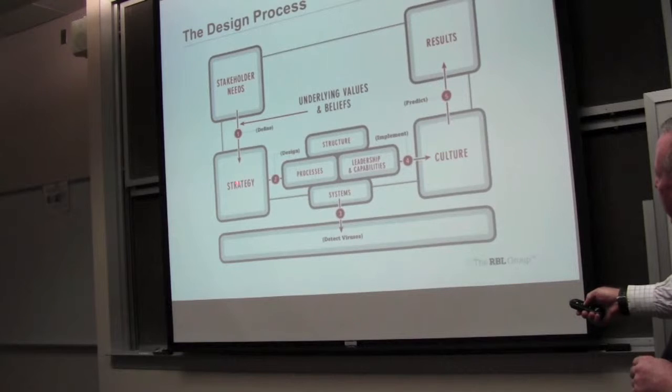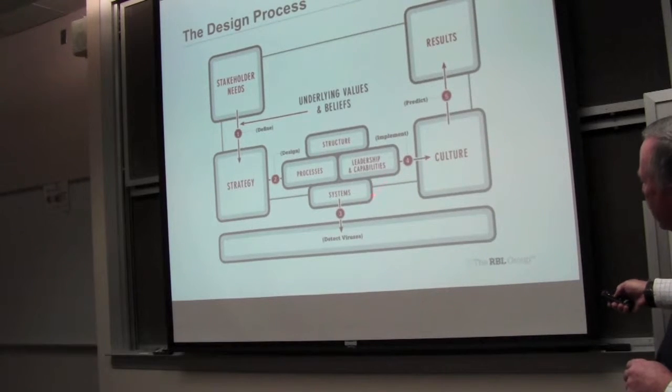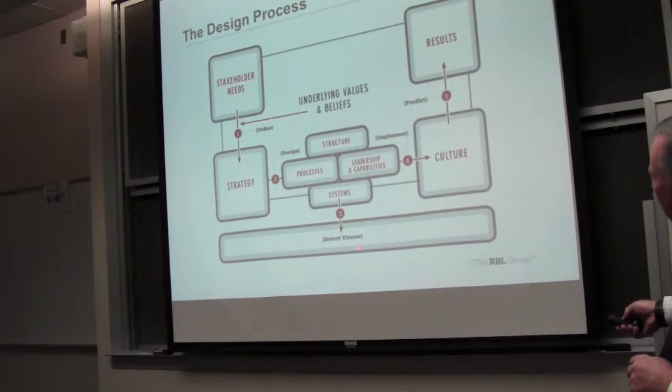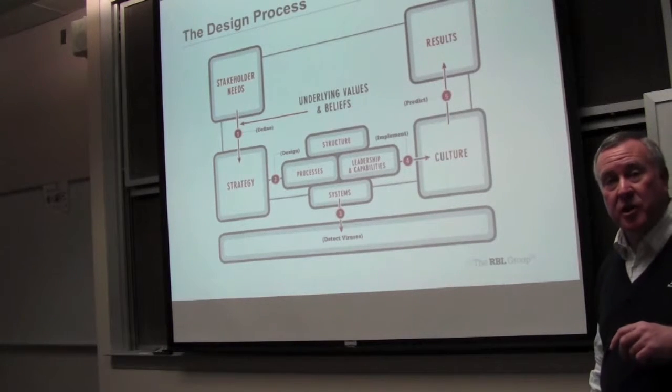What strategy do we need to have? So what? What processes and structure and leadership and systems do we need? Are there any viruses that might attack this particular set of design ideas that we're going to come up with? How do we implement it so the behaviors change? And then what results do we think will come out of those changed behaviors?